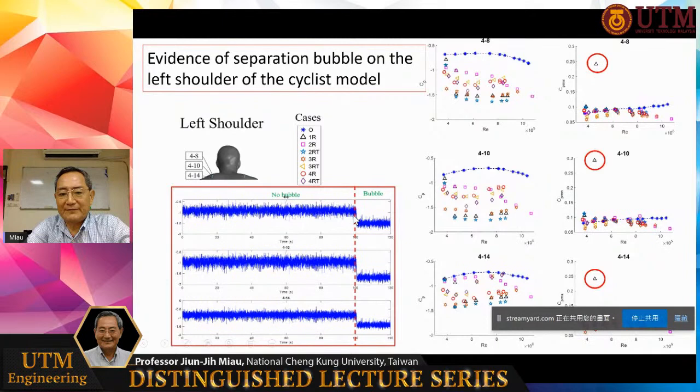But at a certain time point, this bubble developed, which made the pressure change drastically and remarkably. So that's what I would like to report to you. Originally we were interested in this circular cylinder critical transition phenomena. Now from this data here, we are able to confirm that this critical transition phenomena also takes place on this cyclist model here. So even with this very complicated geometry of this cyclist model, you can anticipate that a separation bubble developed somewhere on this model at some certain flow speed.